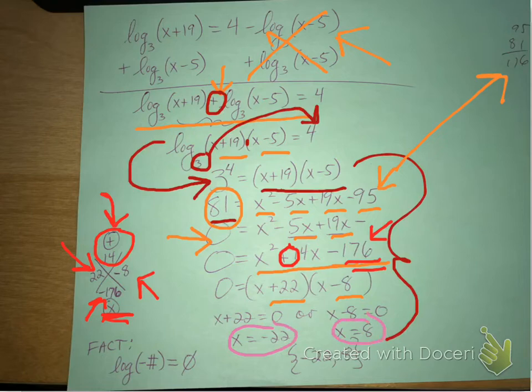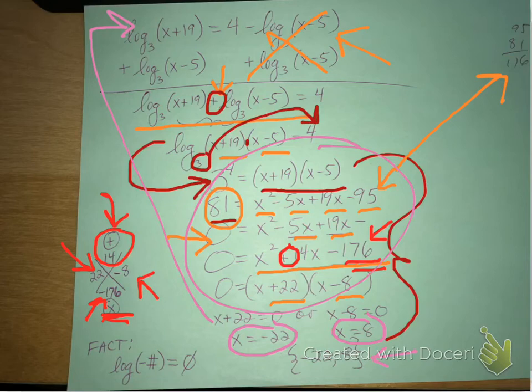Okay? Now here's the plot twist. This is my solution set. So when MathXL asks you for a solution set, they're asking for the numbers that make the equation true. But keep in mind, you're not trying to solve this algebraic problem. You're trying to solve the original logarithmic question. So the question is, are negative 22 and positive 8 both solutions to the original problem? The answer is no. Only one of them is.